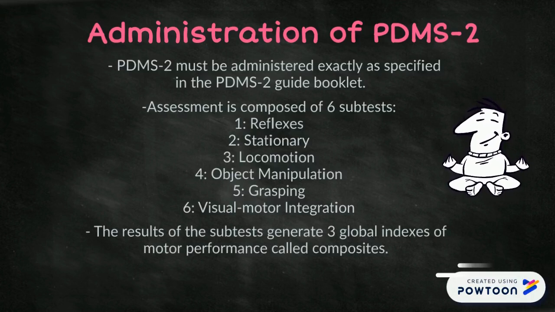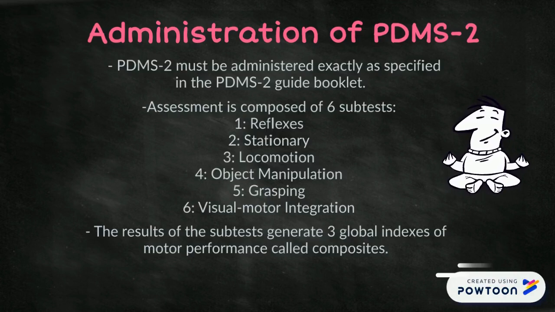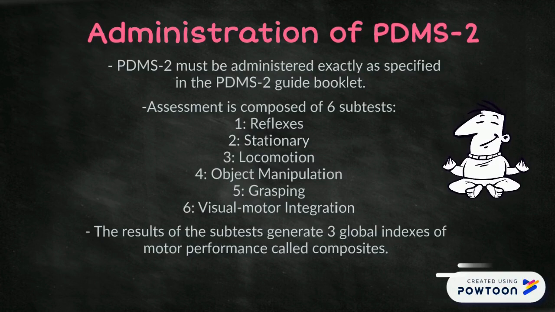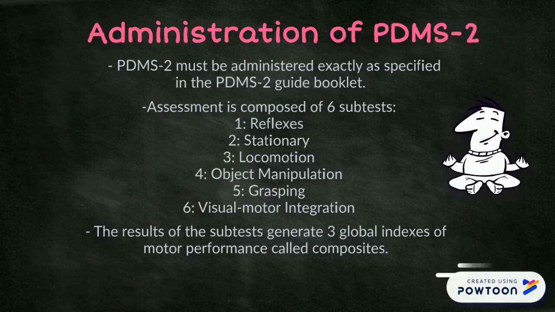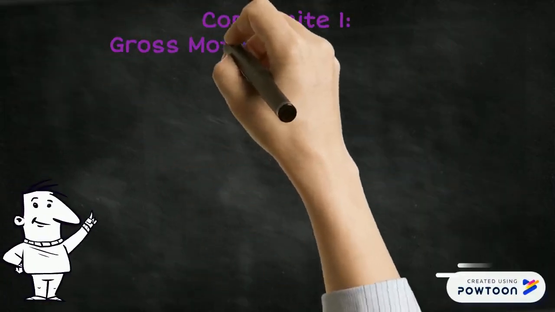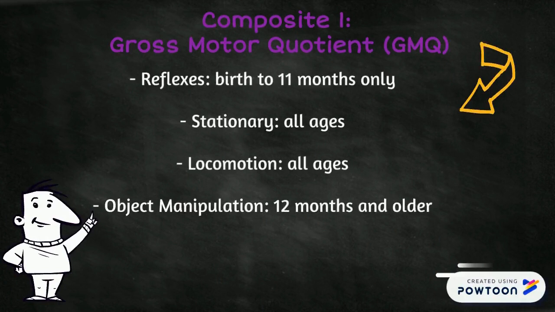The PDMS2 is composed of 6 subtests. The first being reflexes, the second, stationary, 3, locomotion, 4, object manipulation, 5, grasping, and 6, visual motor integration. Composite 1 is the gross motor quotient. This contains reflexes, administered birth to 11 months only, stationary, administered to all ages, locomotion, also administered to all ages, and object manipulation, administered only to children 12 months and older.